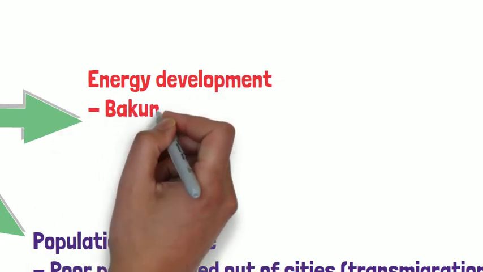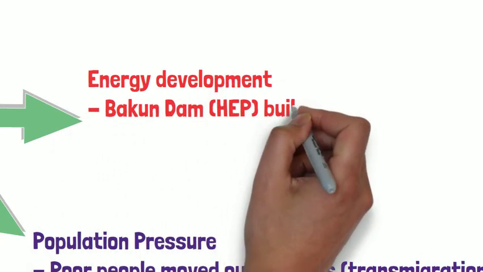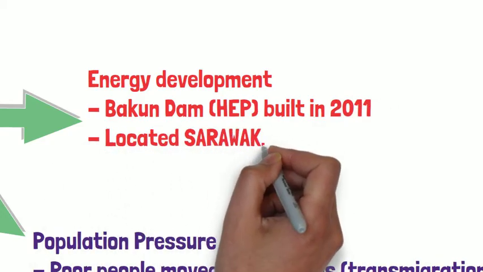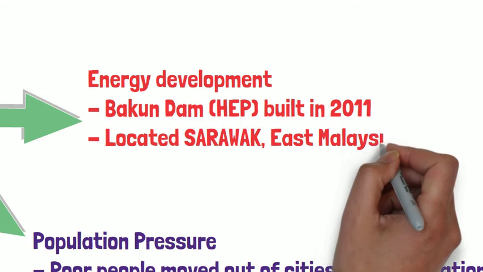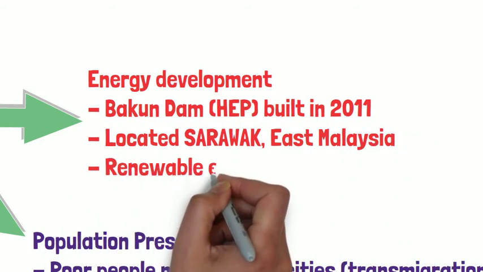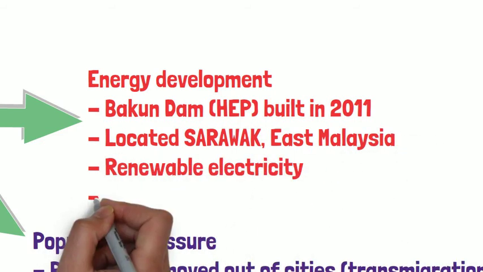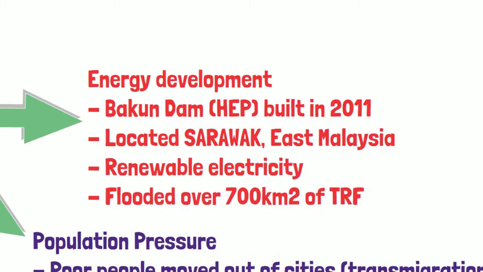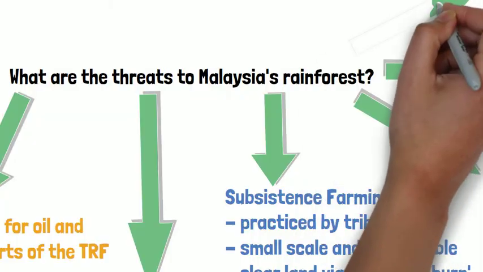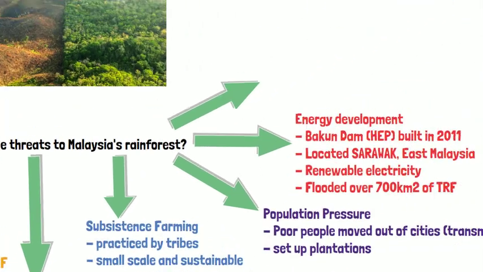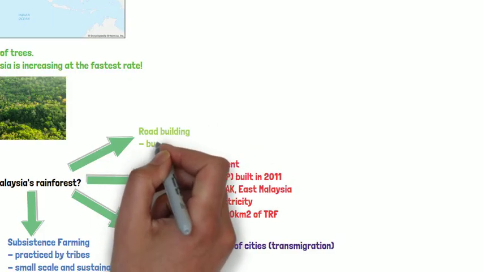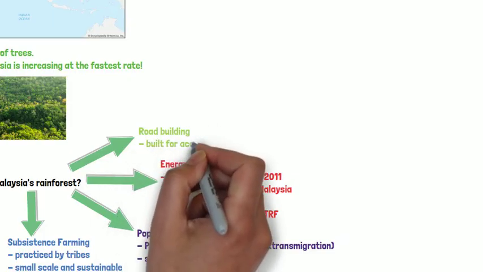Our next reason then is energy development. So the Bakun Dam is a hydroelectric power plant that was built in 2011. So this is located in Sarawak in East Malaysia. Obviously it is renewable energy, which is good for the environment, but it also caused a large area of the tropical rainforest to be completely flooded, therefore damaging it.